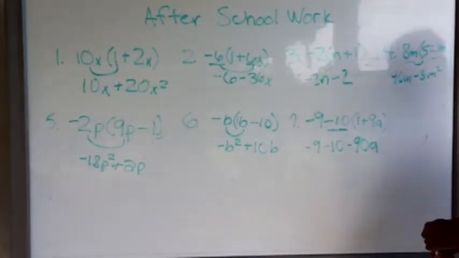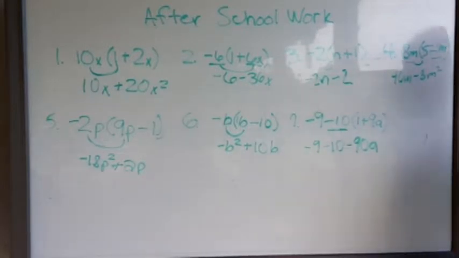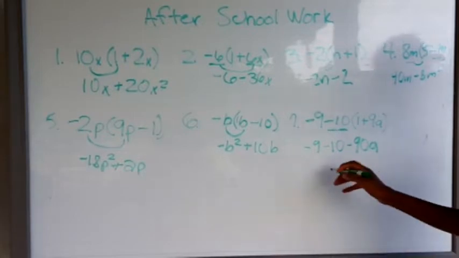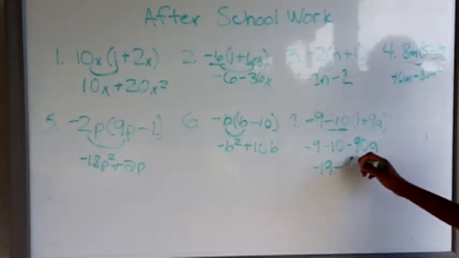And so then we combine our like terms, which is the negative 9 and negative 10, because neither one of those have a variable. So negative 9 minus 10 is going to be negative 19. And then minus 90a.